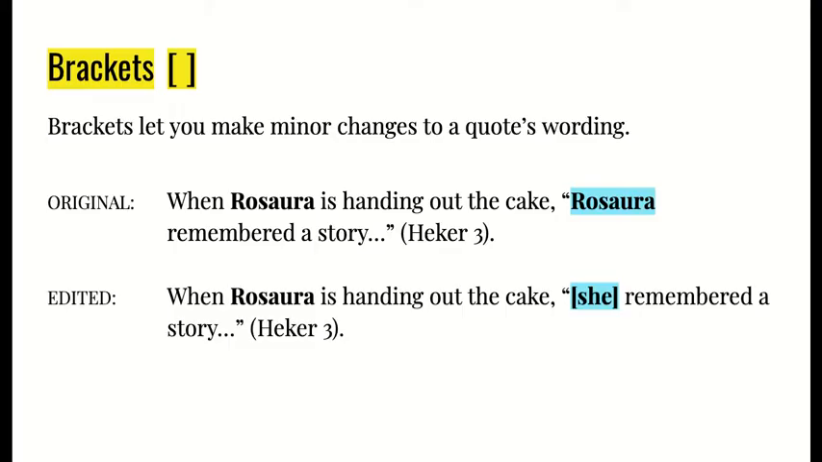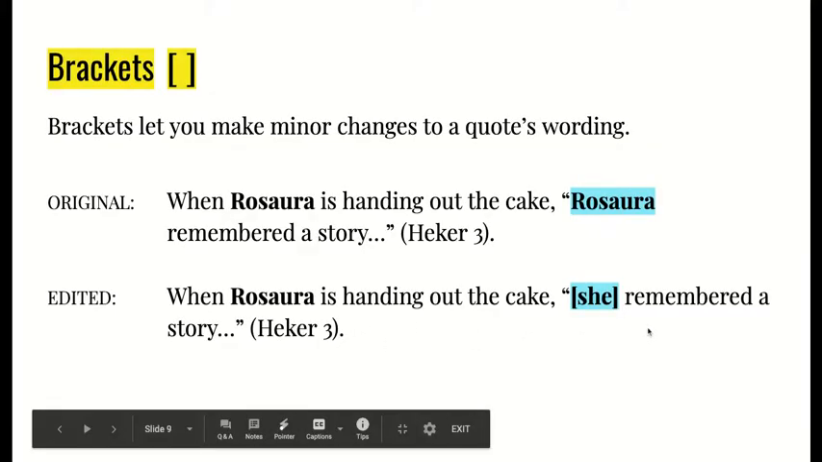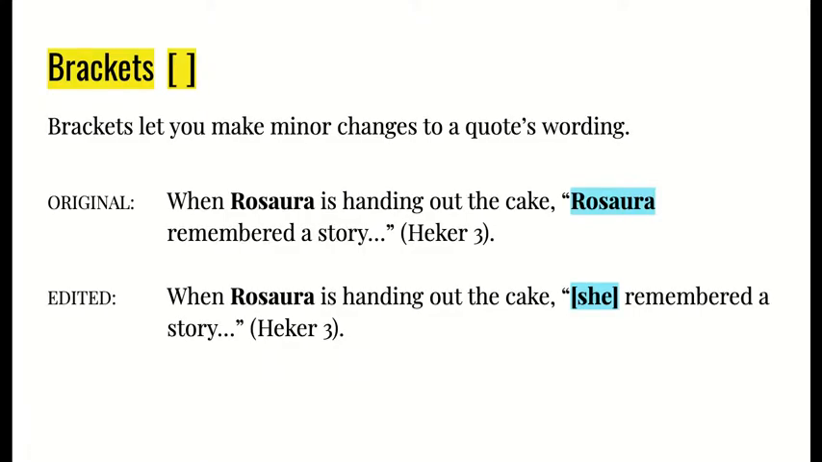So I can use brackets to do that. And all I do is take out the original word, Rosara, replace it with she inside brackets. And now my sentence is a lot clearer, and I would read it aloud to check. When Rosara is handing out the cake, she remembered a story. And that sounds perfect.